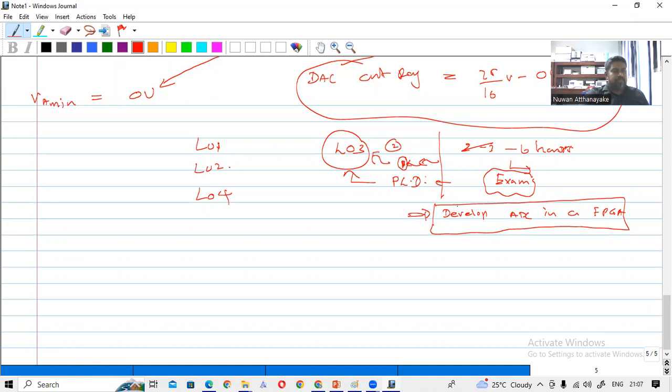So it will be very important for you, I hope. And maybe we can calculate the marks for the final examination, the final grade also, okay? So we will try to do it like this. For your exam, you will be given questions from LO1, LO2, and LO4.